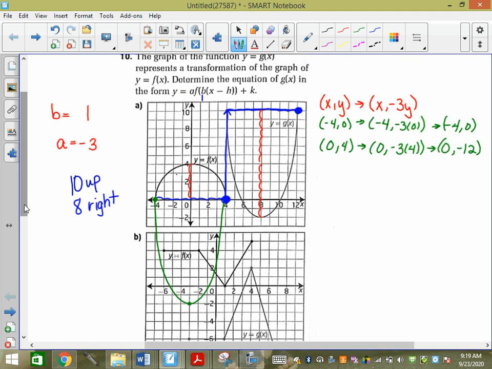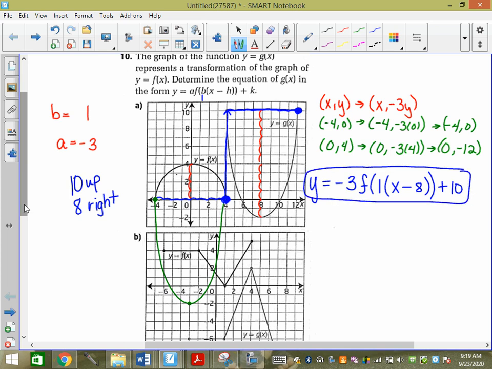So how do I make my equation then? Well, I'm going to have y equals negative 3 f. My b, did it get anything? No, it's just a 1. X, I need to move 8 to the right, so what am I going to do? Subtract 8. And I need to move 10 up, so what am I going to do? Add 10.